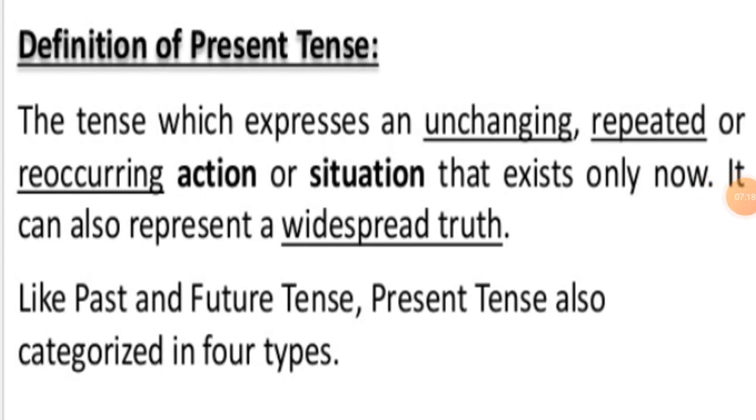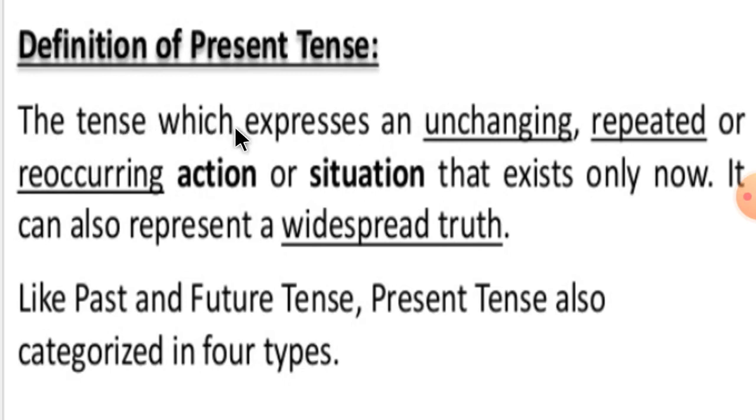So what is simple present tense? Definition of present tense. The tense which expresses an unchanging, repeated or reoccurring action or situation that exists now. It can also represent a widespread truth. Like past and future tense, present tense is also categorized in four types, which we will study later. First, let's see the definition.